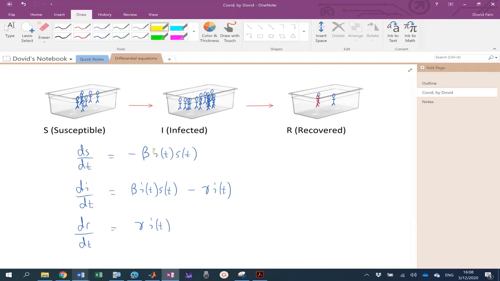Now, of course, you'll notice that this movement out of the susceptible is what's coming in to the infected. This movement out of the infected is what's coming in to the recovered compartments. Altogether, these 3 differential equations form the system.